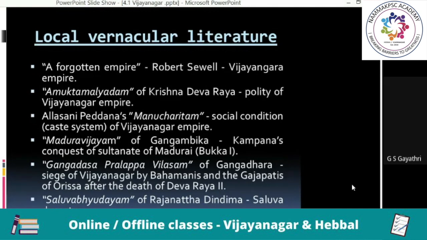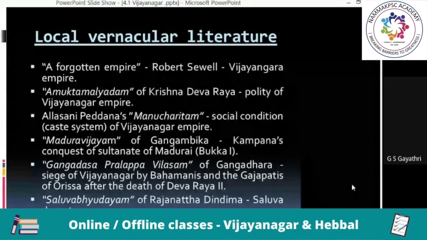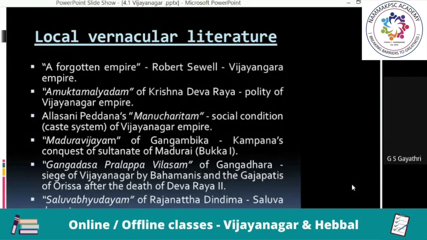Okay. So moving ahead, A Forgotten Empire is a work written by Robert Sewell. This is again about our Vijayanagar Empire. So we get to know a lot about how the Vijayanagar Empire was administered from Robert Sewell's work. Okay, and then comes Amuktamalyada. This is a Telugu work by Krishnadeva Raya. It talks about the polity of the Vijayanagar Empire.